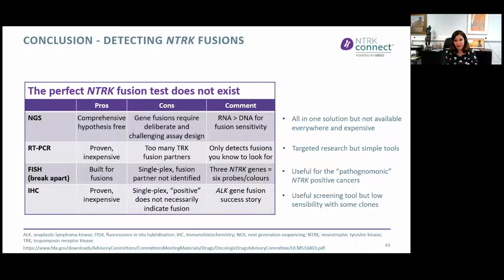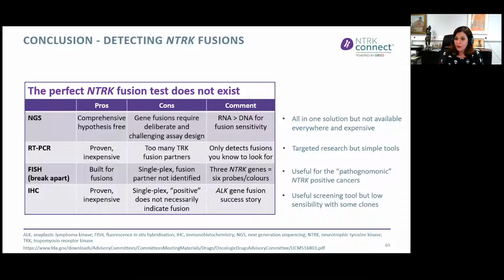unfortunately, the perfect NTRK fusion test does not exist. Each approach has pros and cons, and we will see the aspect with the algorithm. NGS, of course, is probably the most comprehensive, hypothesis-free. It's an all-in-one solution, but it's not available everywhere, and it is expensive. So it will depend a lot on what is the strategy for the tumor group. And in the NGS, RNA NGS is preferable.